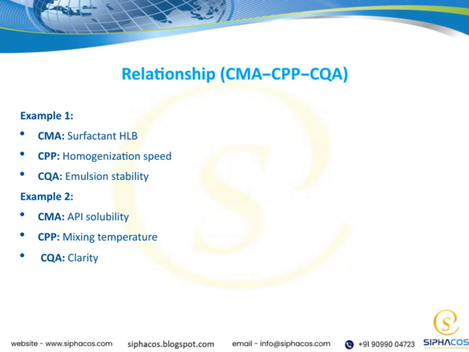Moving to the second example, the CMA is API solubility, which is crucial for ensuring the active pharmaceutical ingredient dissolves properly. The CPP here is the mixing temperature, a key factor that can influence solubility. The CQA we're aiming for is clarity, meaning a clear, stable solution. What's important to notice is how the CMA influences the process parameters, and in turn, impacts the quality attribute. Understanding these relationships helps us design better processes and ensure consistent quality in our products. It's all about controlling the right variables to achieve the desired outcome.